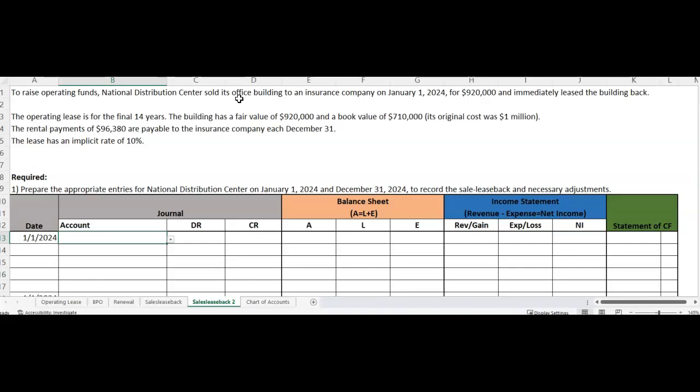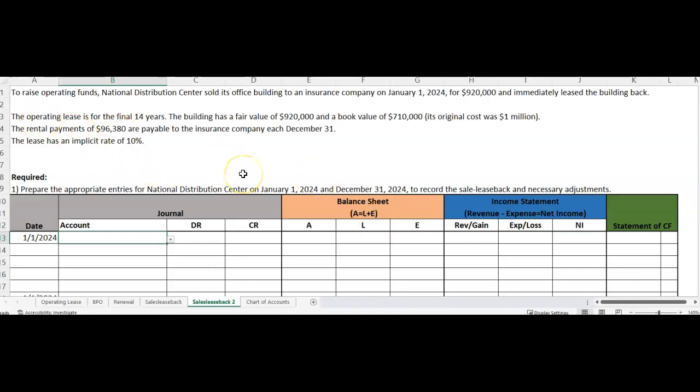The rental payments of $96,380 are payable to the insurance company each December. So again, mark through, if you have $220,000 on yours, it should not be $220,000, it needs to be $96,380 to create an operating instead of a financing lease. The lease has an implicit rate of 10%. Prepare the appropriate journal entries for National Distribution Center on January 1st and December 31st to record the sale-leaseback and necessary adjusting entries.